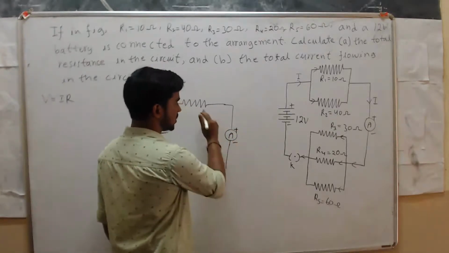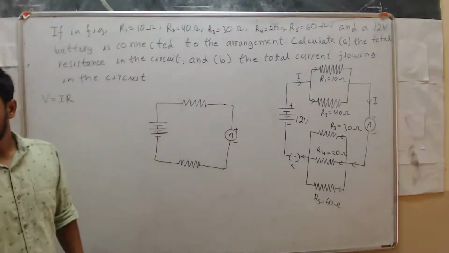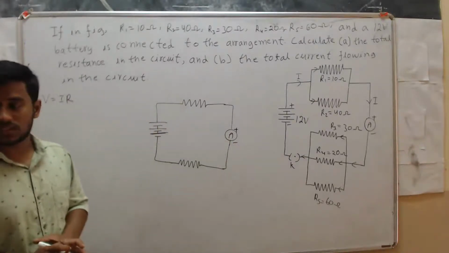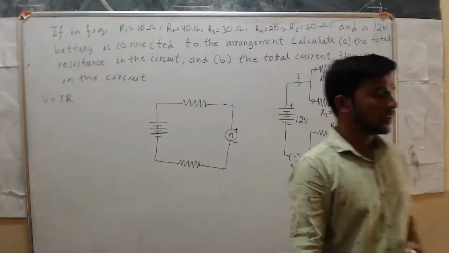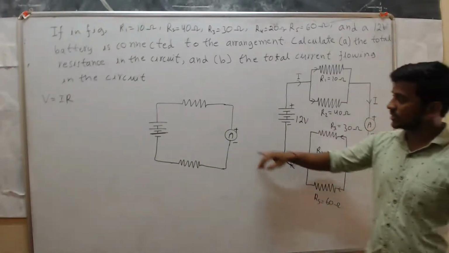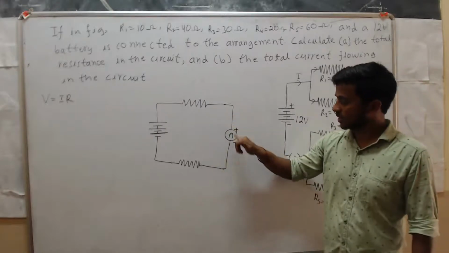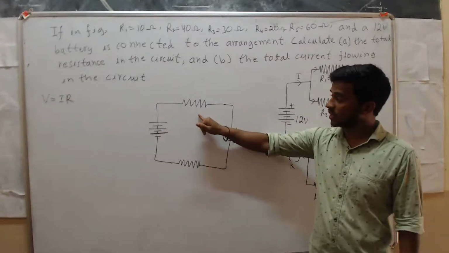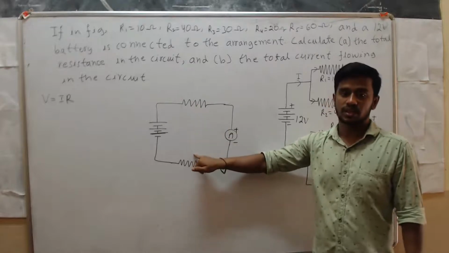Now these two are in series or parallel? See, already you know, right? Series means what? End-to-end connection. There is no mixture of any other ends. Here just two ends are connected: one end, this one, and this end here. So now here these two are in series.